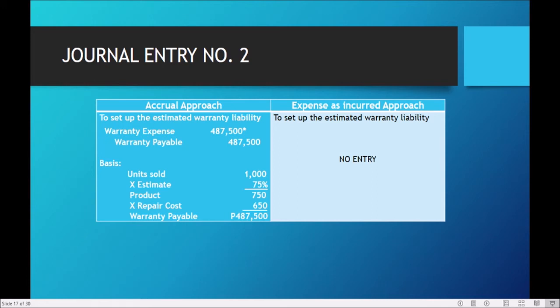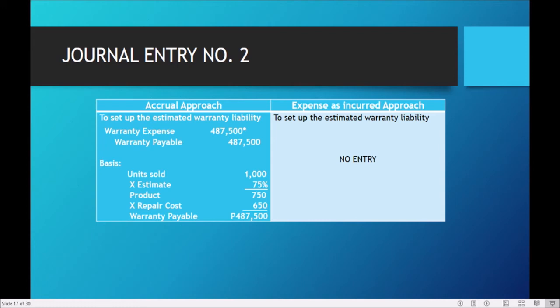Very simple. Remember, the number of units sold is 1,000. And then we estimated that 75% of the 1,000 units sold will avail the warranty. So we are expecting that 750 units will be repaired. And then, take note, the cost of repair is 650. So 750 multiplied by 650, the estimated warranty payable is 487,500. So the warranty payable and the warranty expense that we record are merely estimated in this entry. Is that acceptable? Yes, that is acceptable because remember, provisions are measured at its best estimate, and that is the best estimate that we have.